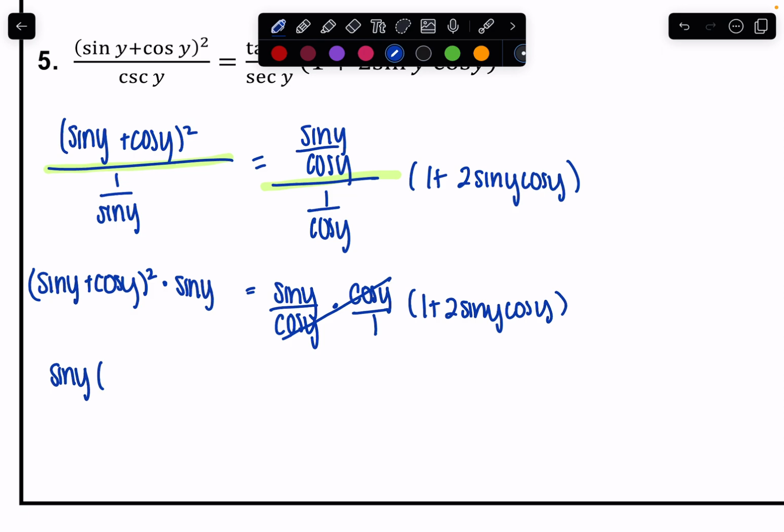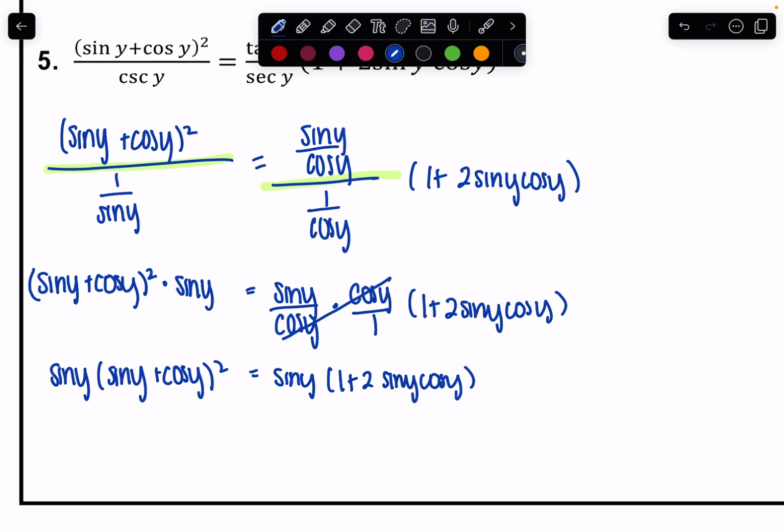Sine y, I'm going to put the sine y in front. So on the left-hand side there, I'm going to use my commutative property. I'm going to flip the order there just so things look a little bit nicer, and I can maybe see some comparisons between the two. So sine y times sine y plus cosine y squared, right? Just flip the order there. That's allowed. That's equal to, the only thing that I had left from that fraction was sine y, because my cosines cancel, times 1 plus 2 sine y cosine y.